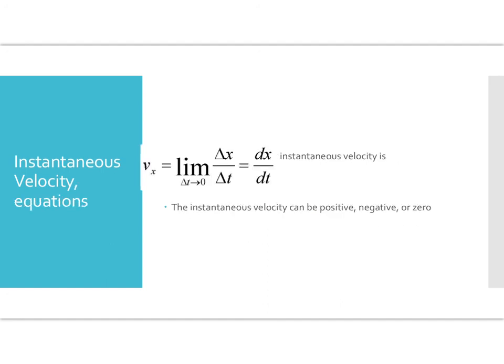The definition of instantaneous velocity is that it's the displacement over the time interval, but we're allowing that time interval to go to 0, which makes it the derivative of the position with respect to time. So this is a derivative.